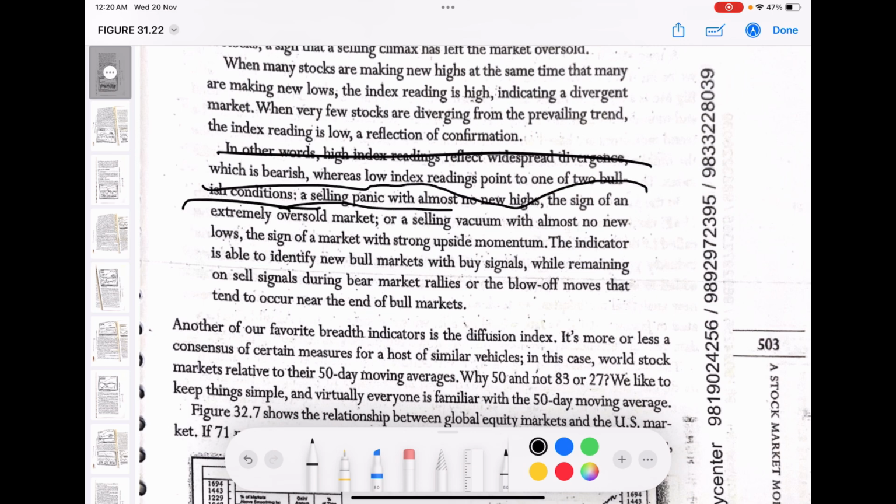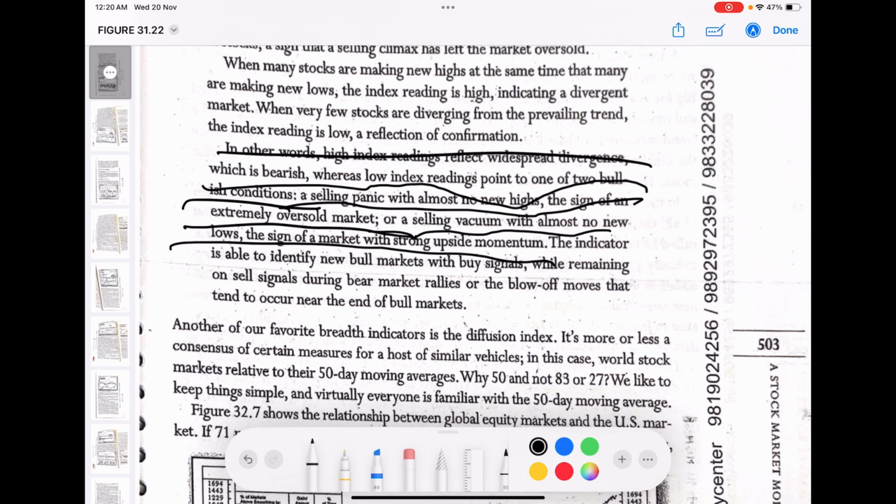A selling panic with almost no new highs is the sign of an extremely oversold market, and a selling vacuum with almost no new lows is the sign of a market with strong upside momentum. The indicator is able to identify new bull markets with buy signals while remaining on sell signals during bear market rallies, or the blow-off moves that tend to occur near the end of bull markets.